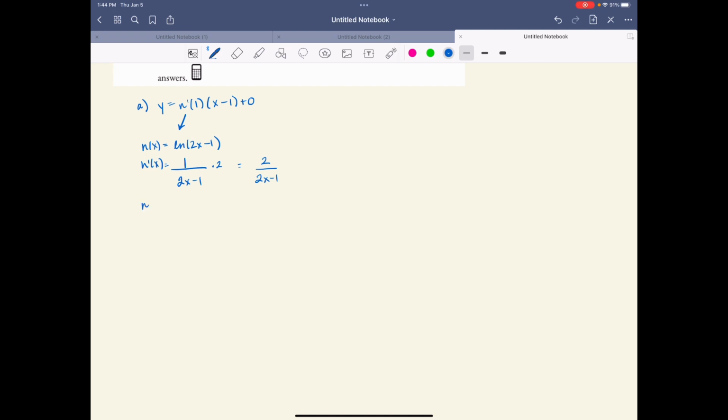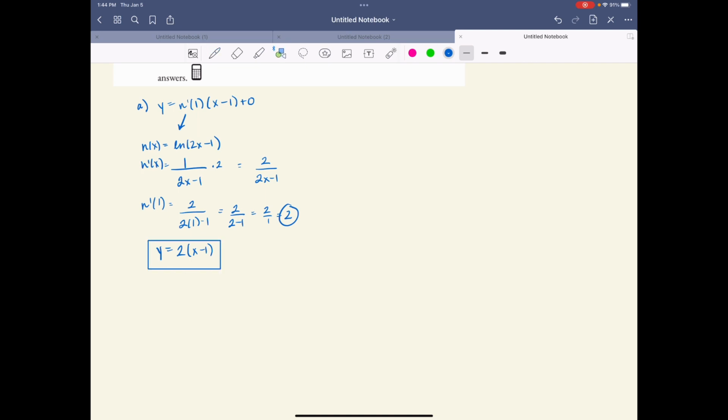I can now evaluate that derivative at the value 1. So 2 divided by 2 times 1 minus 1 is going to be 2 divided by 2 minus 1, which is going to be 2 over 1, 2. So the derivative of n at 1 is 2. So my updated equation is going to look something like this. This is going to be my tangent line: 2 times x minus 1.